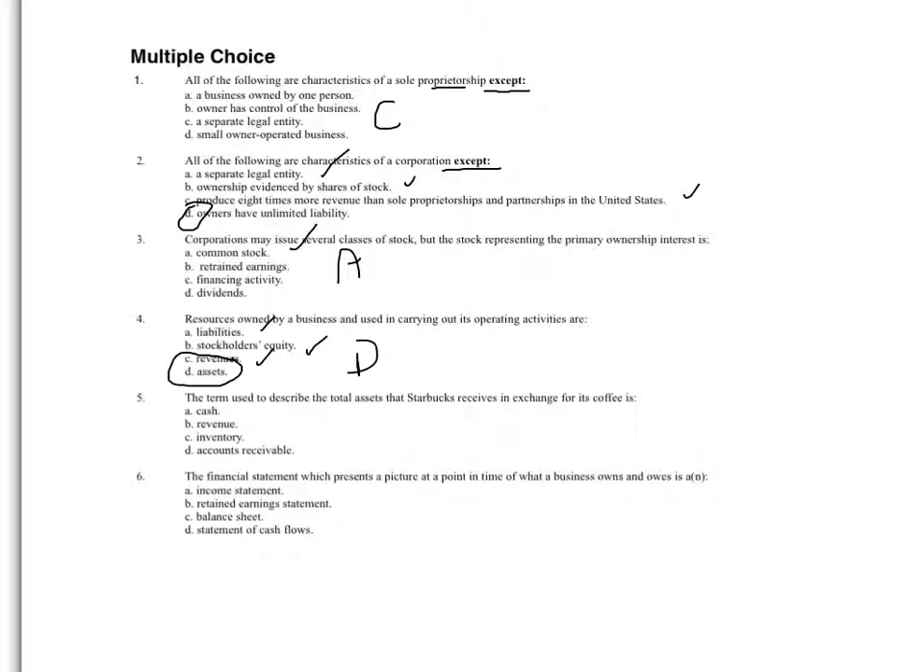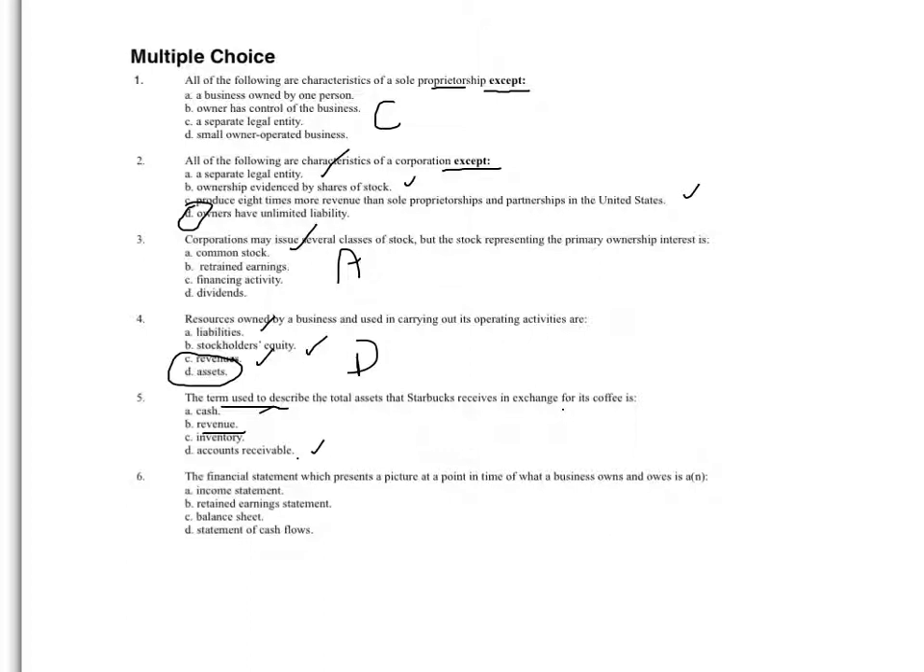5. The term used to describe the total assets that Starbucks receives in exchange for its coffee is cash. Well, they could receive cash, but they can also get paid later. So the term used to describe what they receive in exchange, they can receive accounts receivable. So it's not just cash, not inventory. It could be an accounts receivable or cash, but the term we're going to use is revenue. They earn revenue. Starbucks earned revenue by providing that service. They could either get cash or accounts receivable.